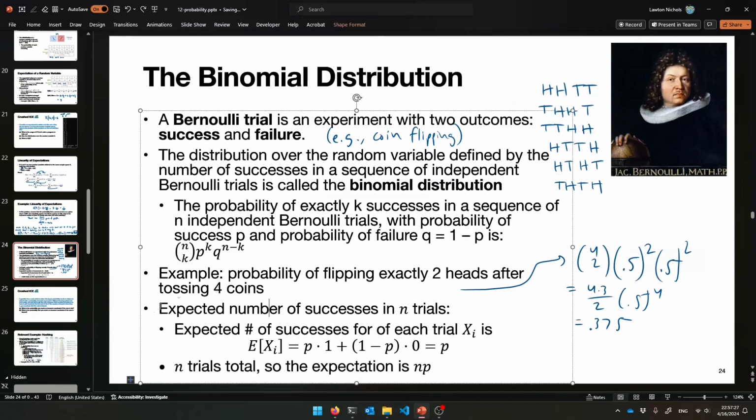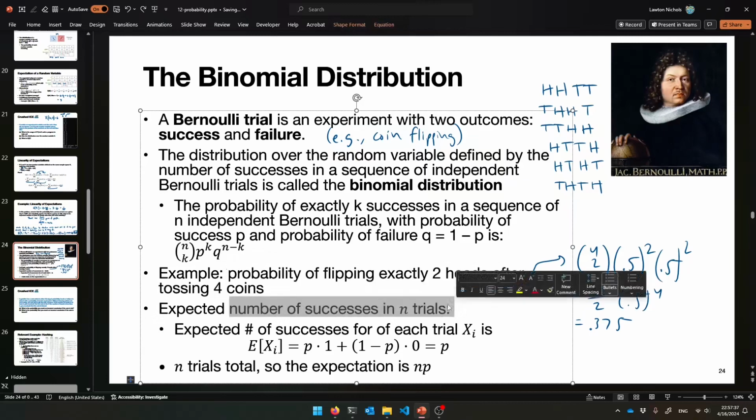And so that's going to tell you the expected number of successes in n trials, for example, if you start using expected value. So this was just probability, right? That was a probability thing. Now let's talk about expected value of how many successes I expect to see, all right?